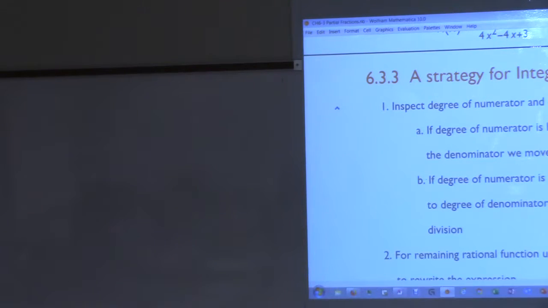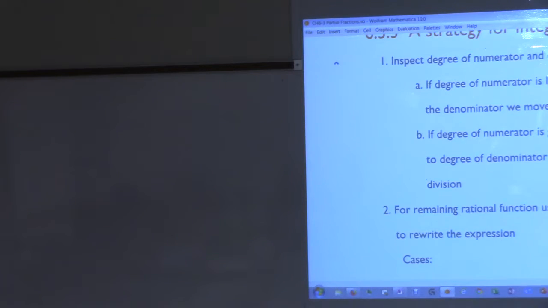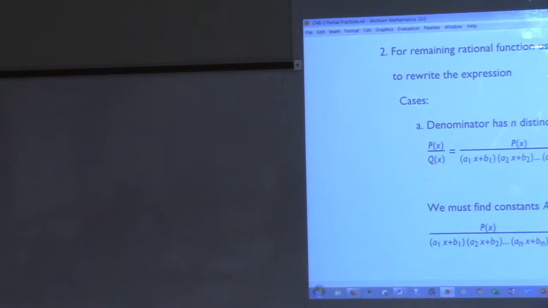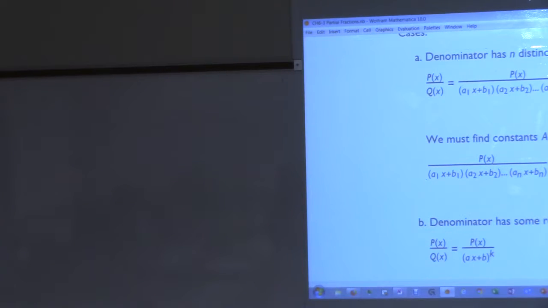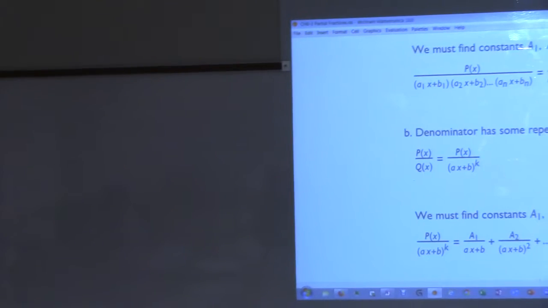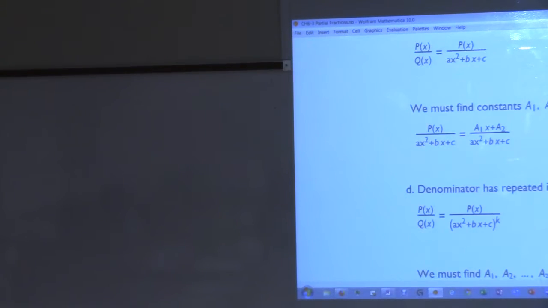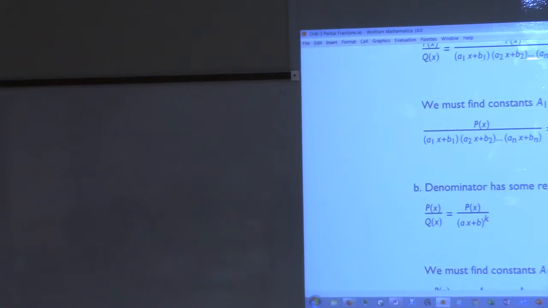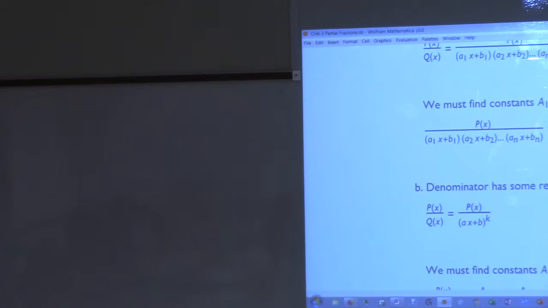Okay? Once you've gone through that procedure, for the remaining rational function, you must use partial fraction decomposition to rewrite the expression. So now this goes back to pre-cal. How much of this do you remember from pre-cal? Well, I could put the notes up here and ask you to try and make sense of this. But I think what makes more sense is for us to look at some examples and talk about how we do partial fraction decomposition.